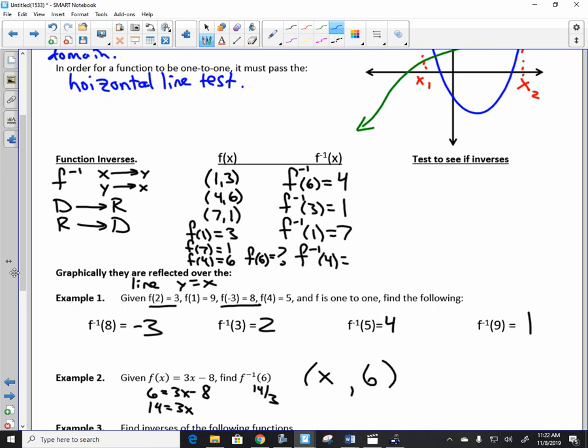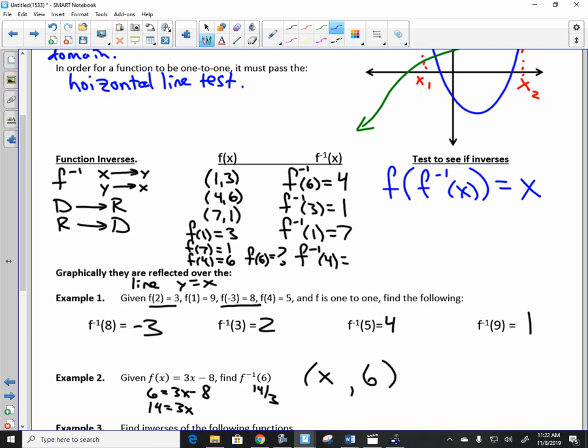Last thing, test to see if things are inverses. In order to see if functions are inverses of each other, we compose them. You take f of f inverse, and it should produce x. You use what we did yesterday. That's why we taught you yesterday. Function composition.